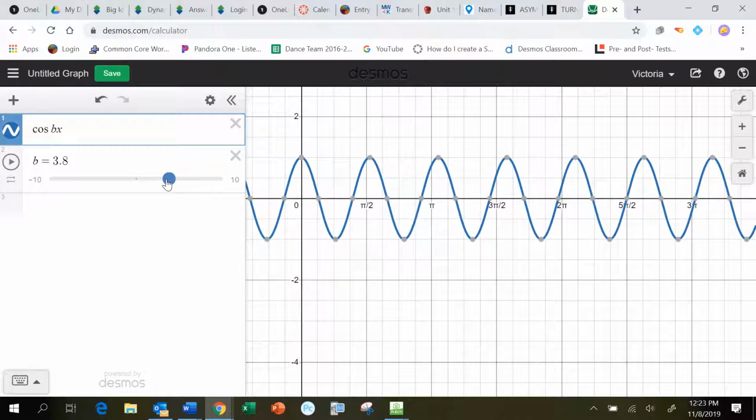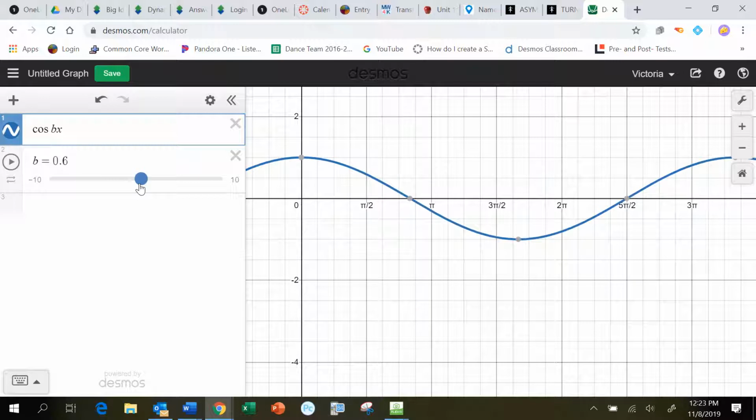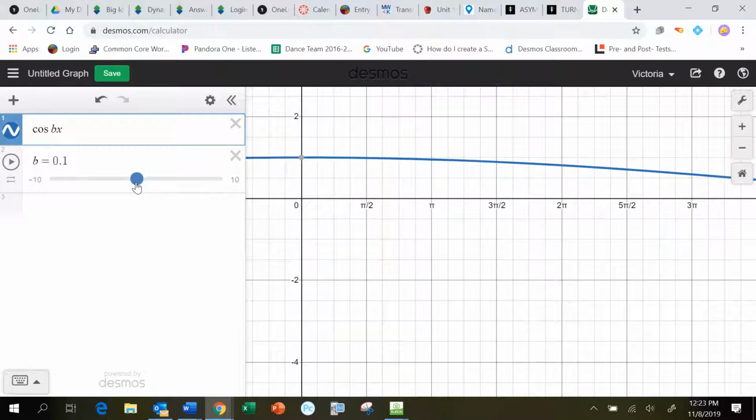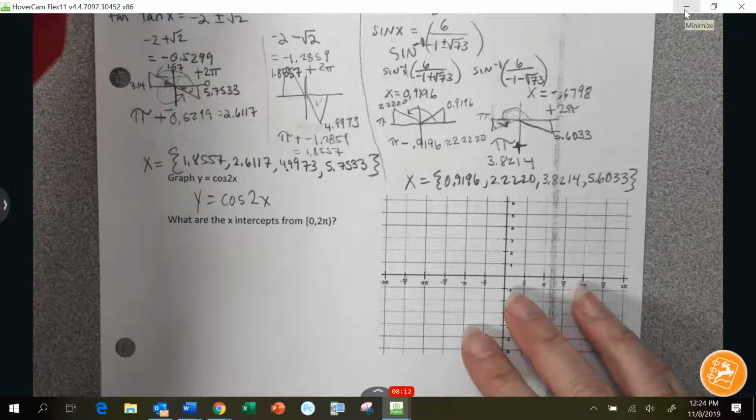What if I go to b equals a half? B equals 1/2. How many cycles from 0 to 2 pi if b equals a half? Half a cycle. So the first number is pi over 2. Well, we might have to do that one on paper. All right, let's do it. So on paper, let's see what we do.